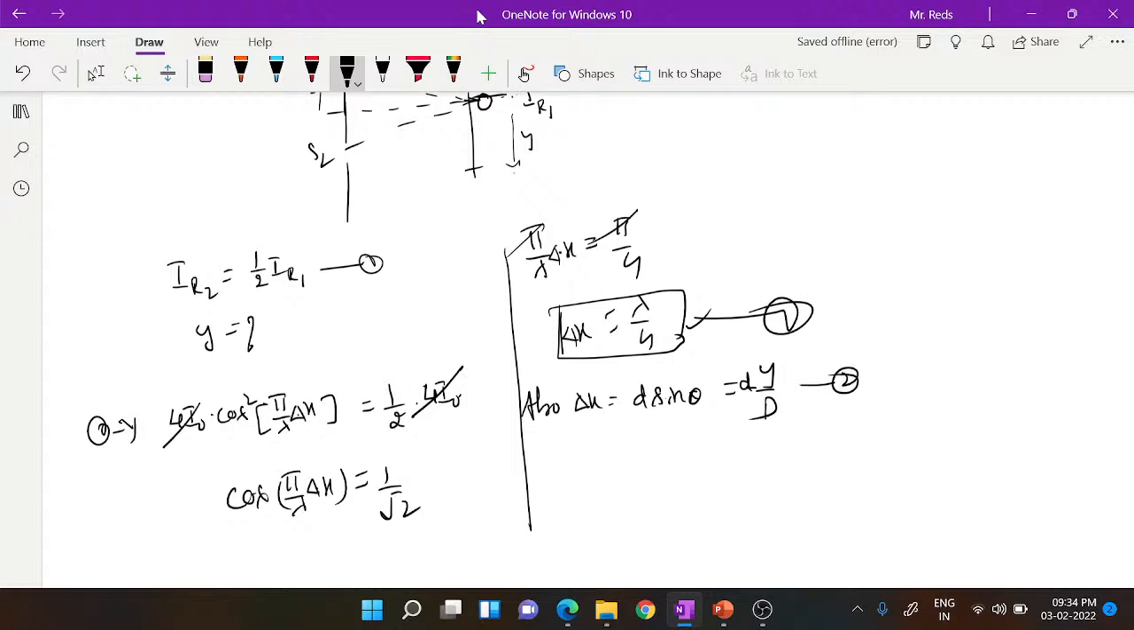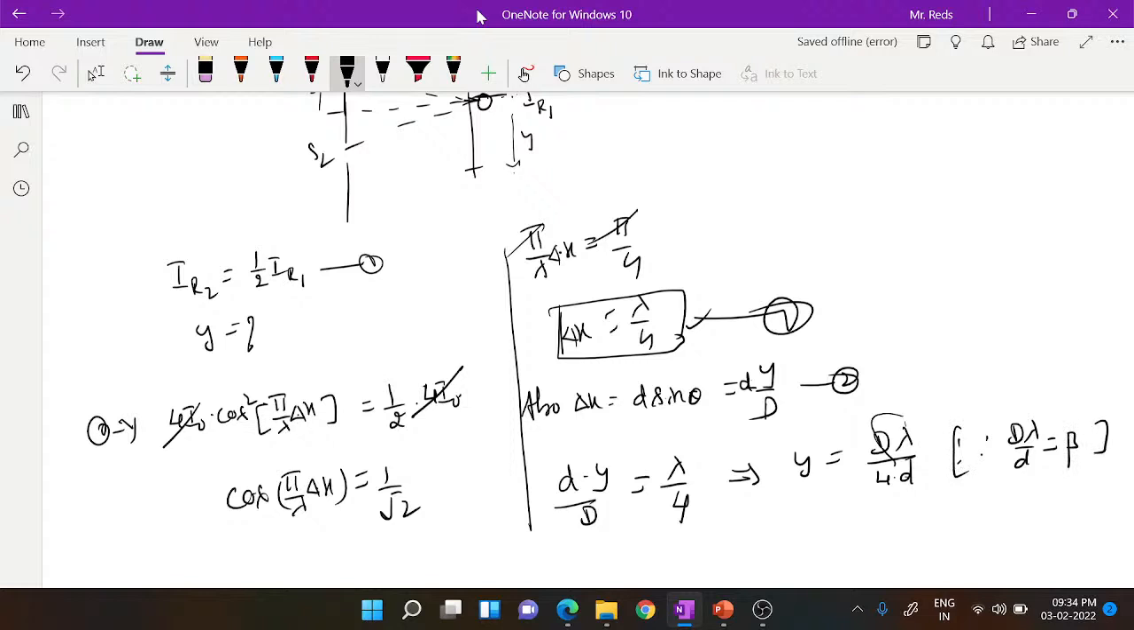If this is delta x equal to this, left hand sides are equal. If you equate the right hand sides, you can write d into y by capital D is equal to lambda by 4. From this you can say y is equal to D lambda by 4d, 4 into small d. But because D lambda by small d is fringe width beta, you can replace this part with beta and you can write y is equal to beta by 4. At this distance, you get this condition. Okay?